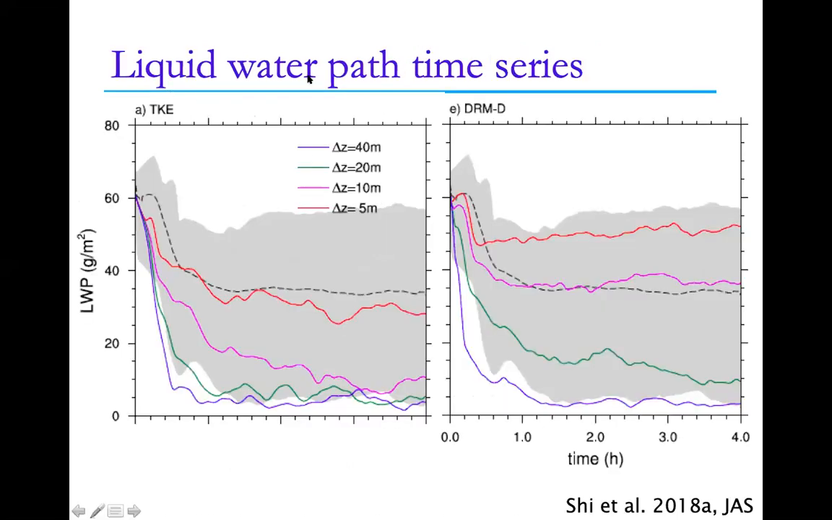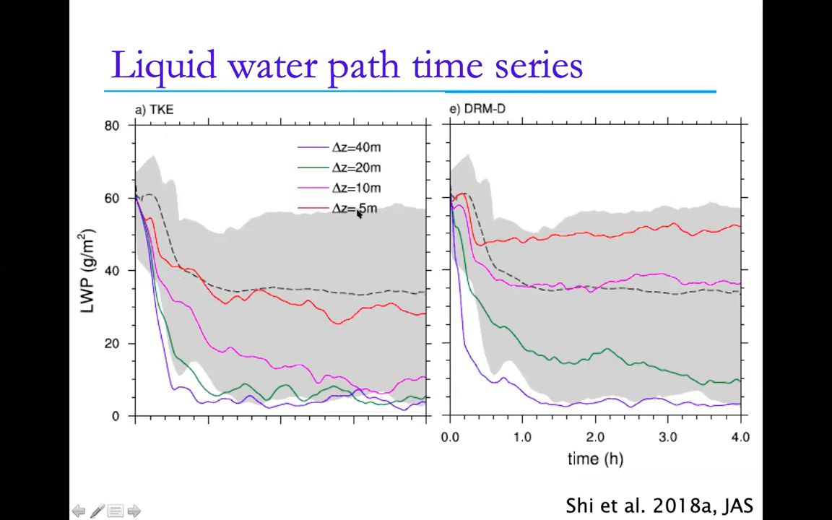So this is the liquid water path time series as a function of time over 4 hours again. And on the left, you have the simulations with the TKE closure, and on the right, it's with the DRM closure. And looking at different vertical resolutions. So with DZ equals 5 meters, that's the red line here. You see the TKE model tracks around the mean of the Stevens et al. paper. And the DRM actually produces more cloud water, which is closer to what the observations predicted, which was pretty constant across this 4 hours.